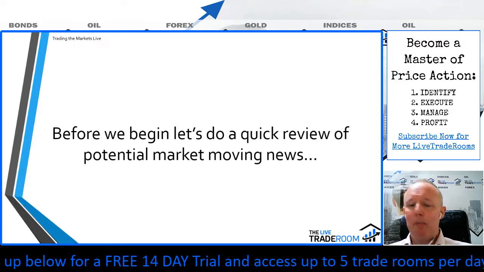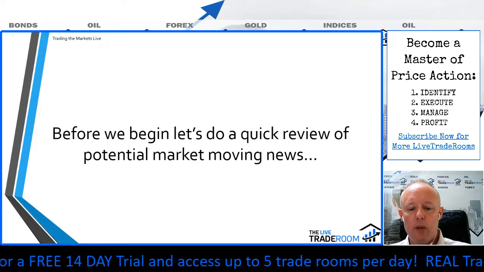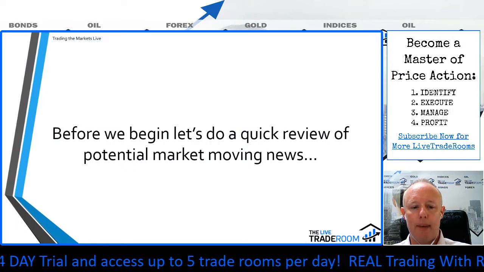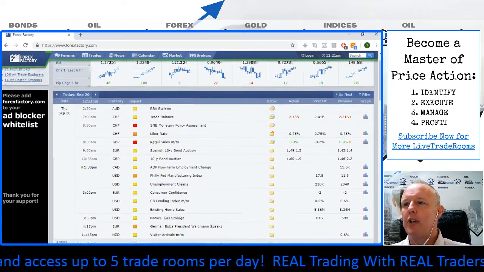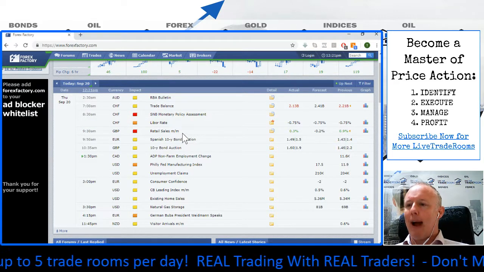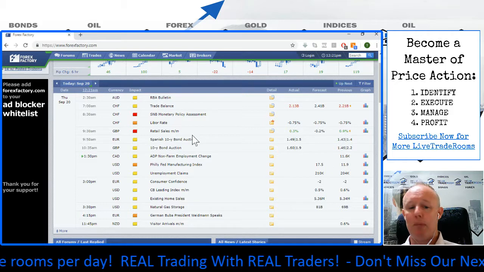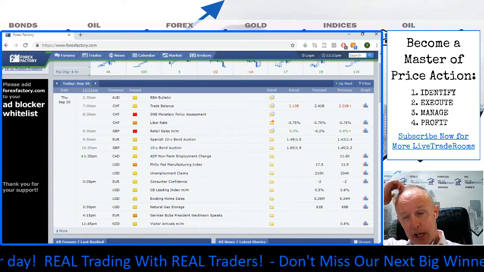Okay, so before we begin, it is important for us as traders to have an understanding of the news flow. So let's have a quick look at Forex Factory, and as we go through, we've had a positive number impacting the British pound. So we've seen a considerable amount of strength creeping into the British pound today. So we've been able to capitalize on a couple of really good trades.